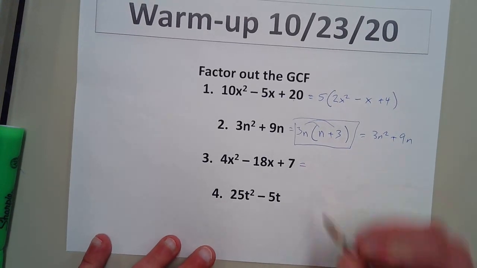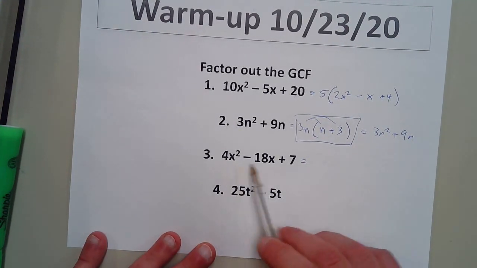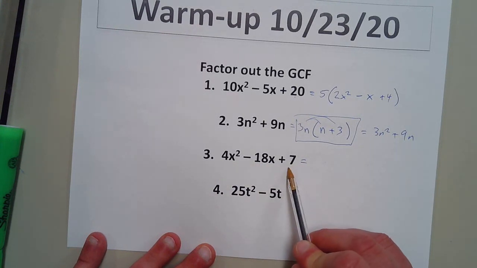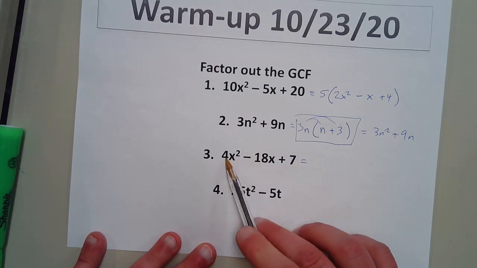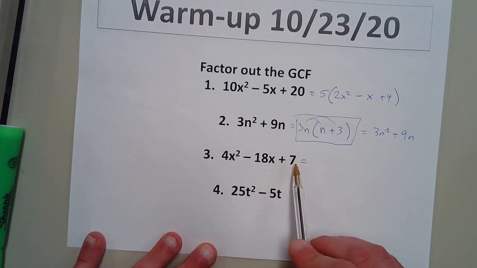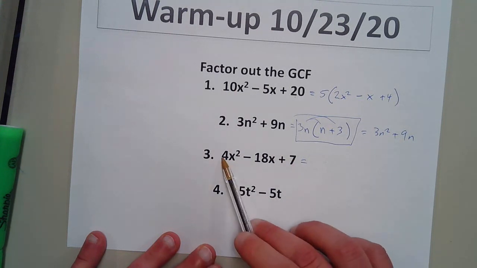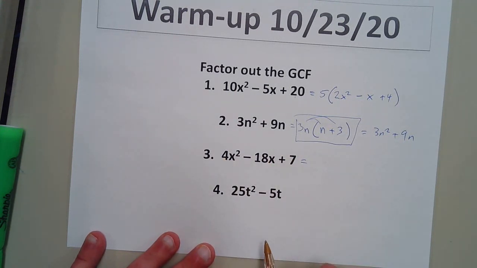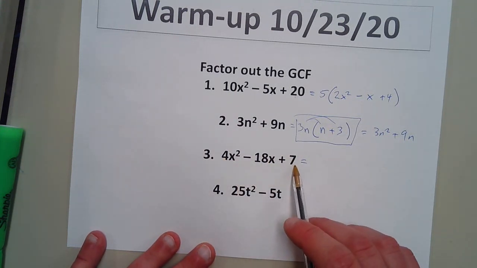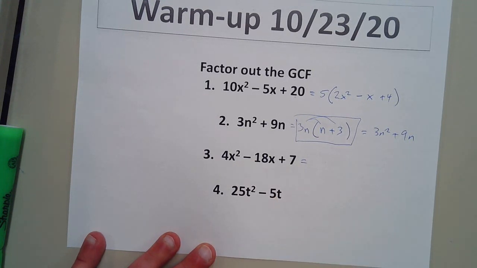Okay, so now I move down here. We have a 4, an 18, and a 7. So, like 4 and 18 are both divisible by 2, but 7's not. So in this case, there's actually no number besides 1, which doesn't do anything for us, that we can actually factor out of all our numbers here. There's also not an x here, so we cannot factor anything out of this.